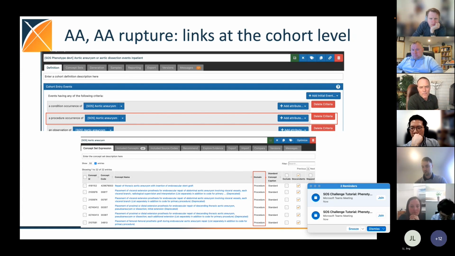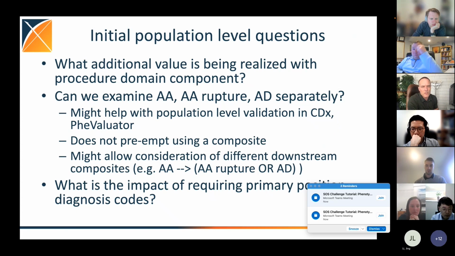And so I think we get to three initial population level questions with respect to our outcomes. The first one is, we could potentially disambiguate this if we don't think there's actually much additional value being realized with that procedure domain component to our definition. And so we'll take a look at that. The second question is, can we examine aortic aneurysm rupture and aortic dissection separately? That might help, again, with the population level validation in both cohort diagnostics, but also with Evaluator. It does not preempt us using a composite, as I mentioned, but it also might allow us to consider different downstream composites that might be of interest.